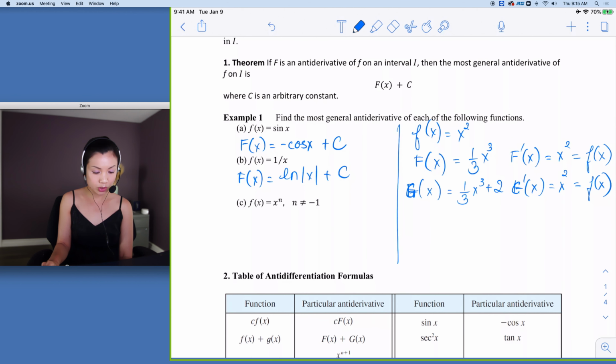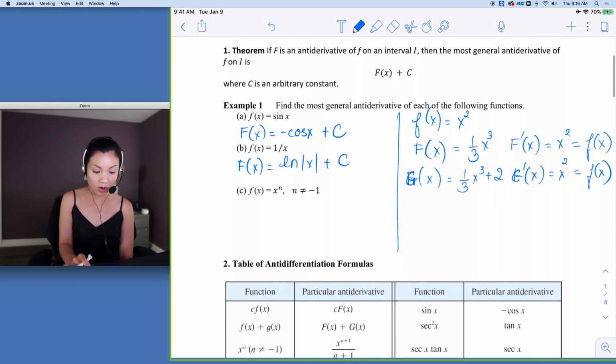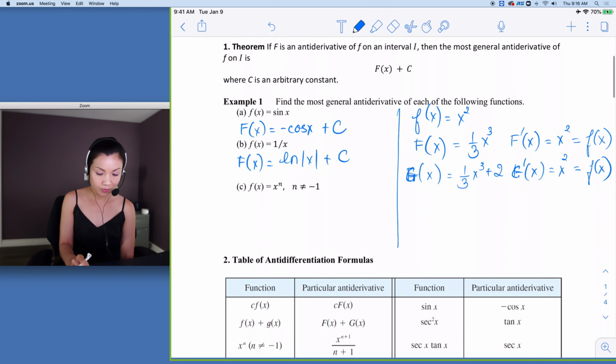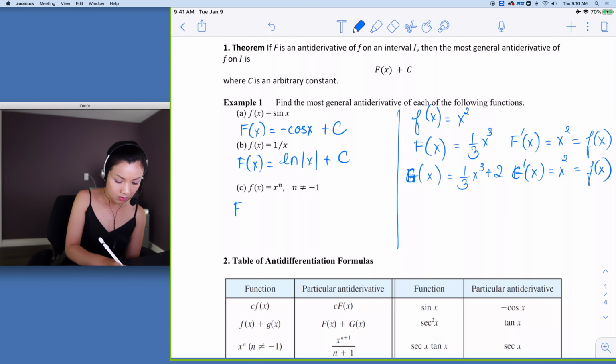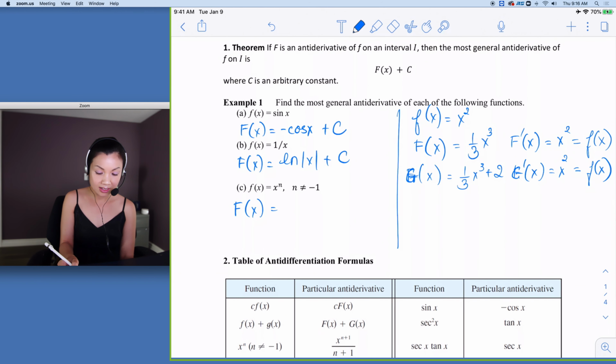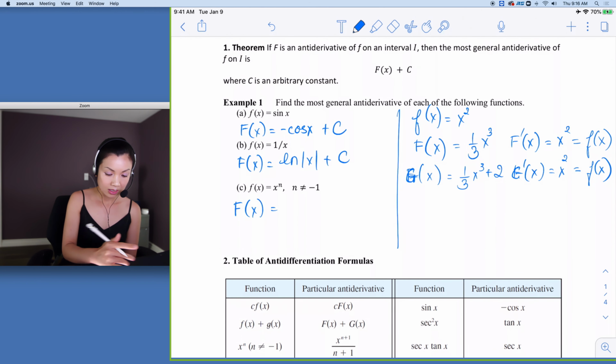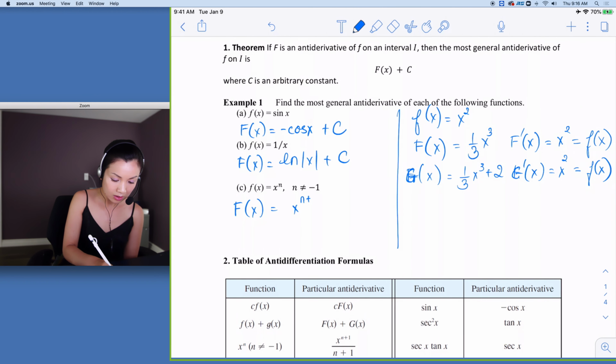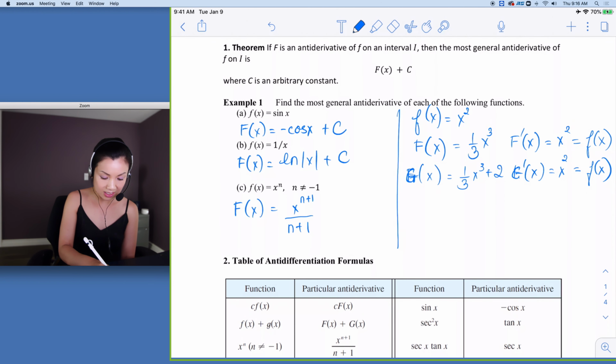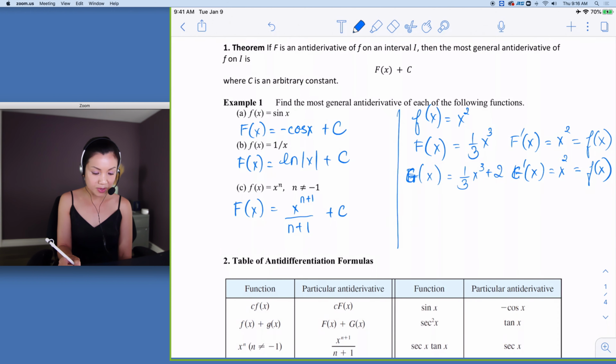All right, moving on to x to the n power. You see, this is what we have for the power function for the antiderivative. You're going to take n, add 1 to n, and then divide by n plus 1, plus c. So that's the general formula for the power function.